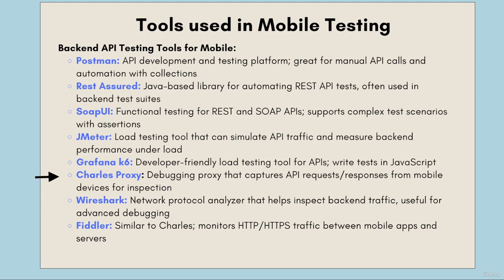Charles Proxy, it's a debugging proxy that captures API request responses from mobile devices for inspection. Wireshark, a network protocol analyzer that helps inspect backend traffic, useful for advanced debugging. And Fiddler, which is similar to Charles Proxy, monitors HTTPS traffic between mobile apps and servers.